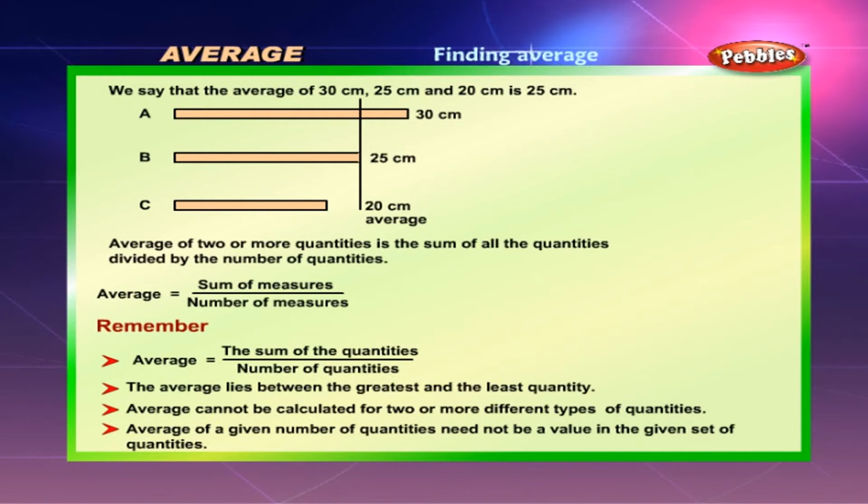Average of two or more quantities is the sum of all the quantities divided by the number of quantities. Average is equal to sum of measures divided by number of measures. Remember, average is equal to the sum of the quantities divided by the number of quantities. The average lies between the greatest and the least quantity. Average cannot be calculated for two or more different types of quantities. Average of a given number of quantities need not be a value in the given set of quantities.